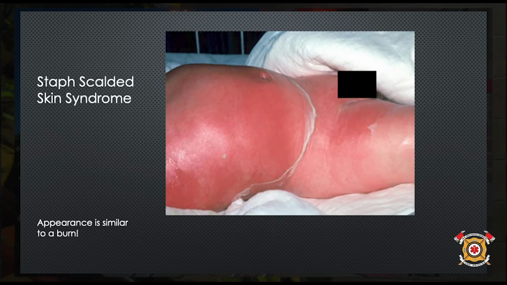The biggest reason for having this sloughing of the skin is staph scalded skin syndrome. This is for pediatric patients in particular. It's similar to a burn and it looks like a burn. So I think if you saw this child, you'd be worried about a burn regardless, but you also want to think about the fact that this could be an infection.